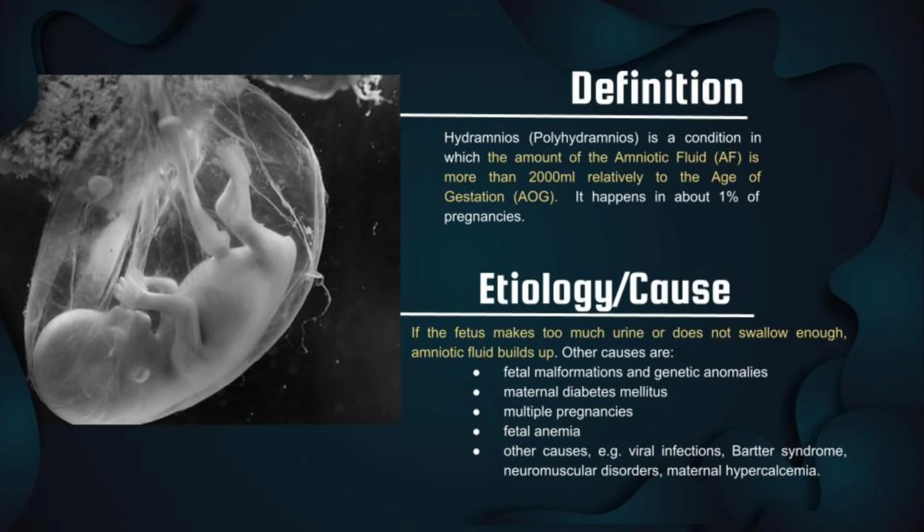Viral infections which can lead to polyhydramnios include parvovirus B19, rubella, and cytomegalovirus. Other infections, for example toxoplasmosis and syphilis, can also cause polyhydramnios.